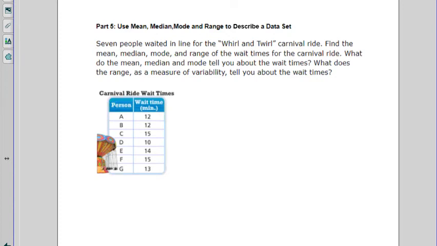7 people waited in line for the Whirl and Twirl Carnival ride. Find the mean, median, mode, and range of the wait times for the carnival ride. What do the mean, median, and mode tell you about the wait times? What does the range, as a measure of variability, tell you about the wait times? Variability is how much it varies or differs or changes. So let's calculate these one at a time.